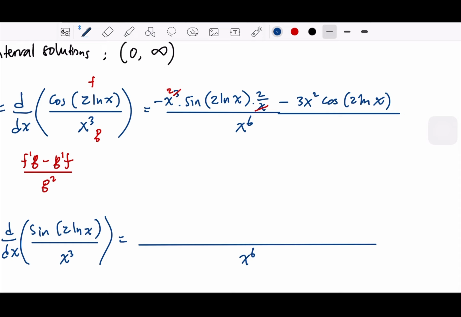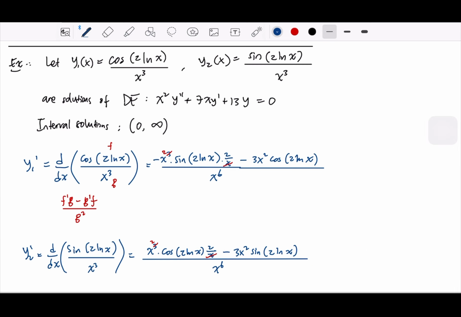x to the power of 6. Same thing happened here. It's cosine 2 ln x, 2 over x, and this will be the x cubed minus the 3x squared sine 2 ln x. Yeah, it's quite long.